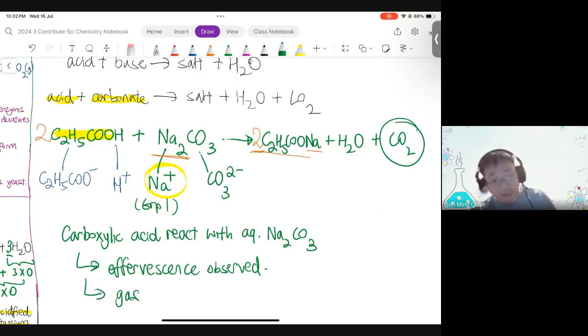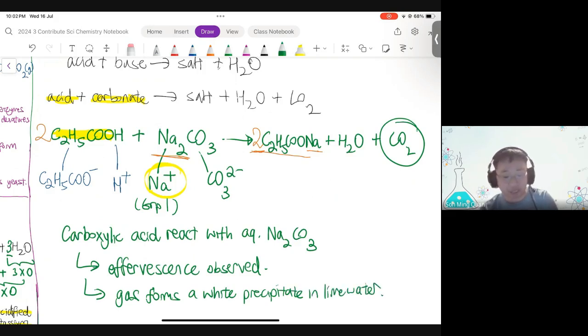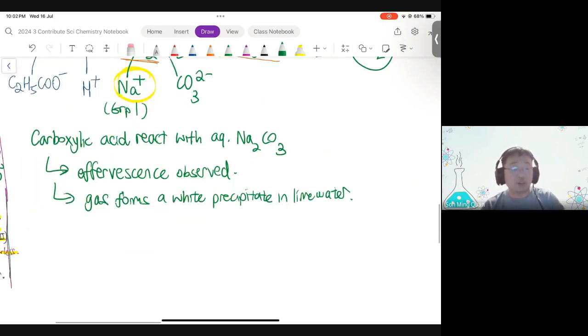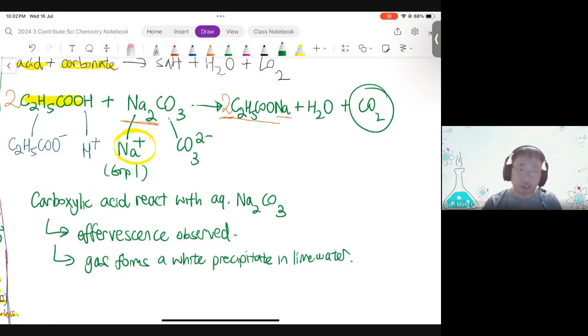This is CO2 gas. It produces or forms a white precipitate in lime water. So this is a particularly useful way to tell if something is a carboxylic acid. Just add sodium carbonate. If you add sodium carbonate to the carboxylic acid, it should give you effervescence and you should see a white precipitate formed in lime water. Now, this is the test for carboxylic acids. Very important to note this. Okay? And that really brings us to the end of the summary of alcohols and carboxylic acids.